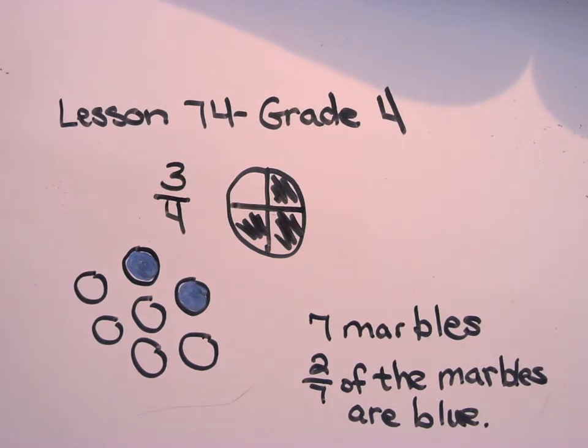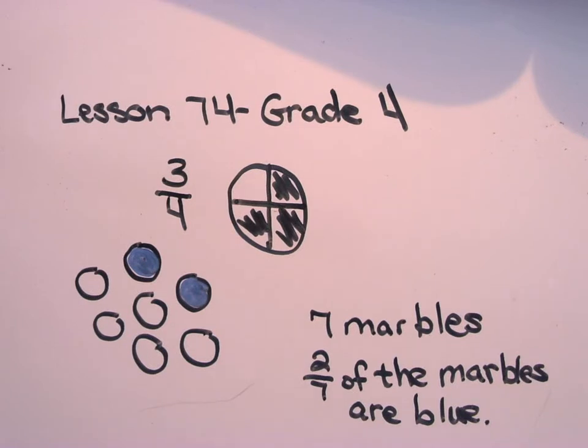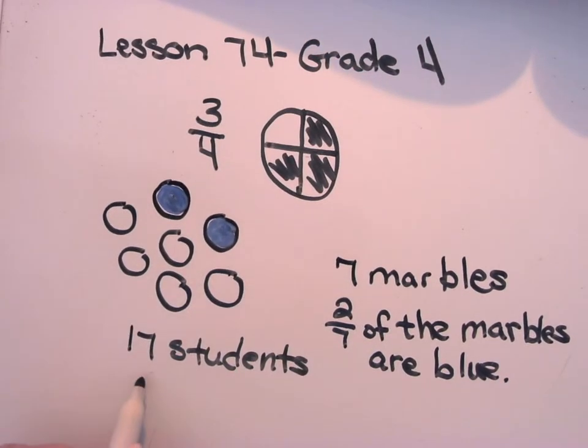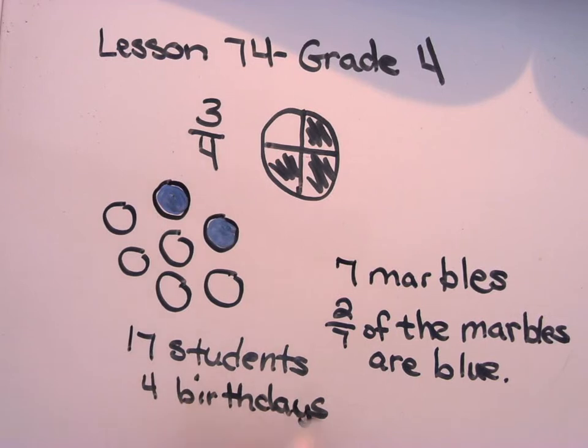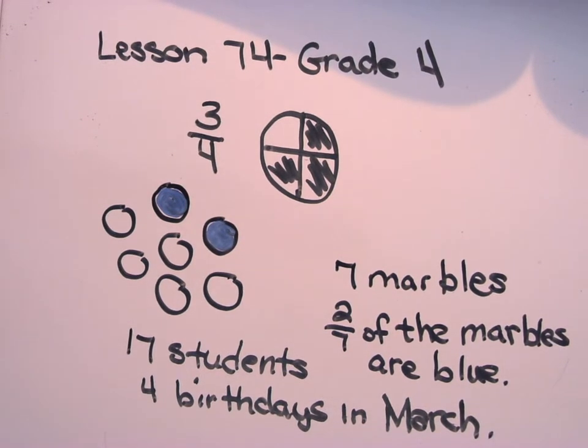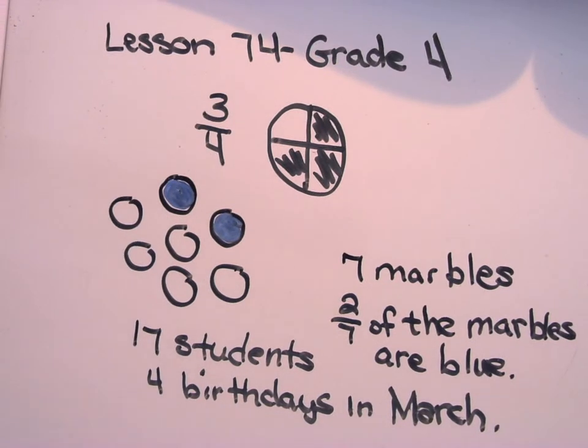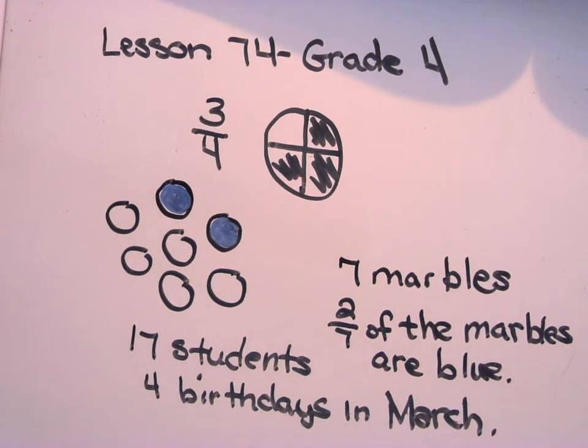If we look at maybe a situation where we have a class, so let's say we have 17 students, and out of those 17 students, let's say 4 have birthdays in March. What fraction of the students do not have birthdays in March? So if we say it as a fraction, well, how many students are in our whole class? In this situation, it says that there's 17 students in the class. So we have 17 as our denominator.